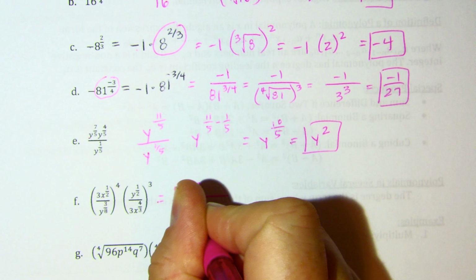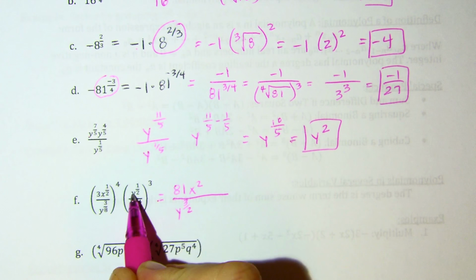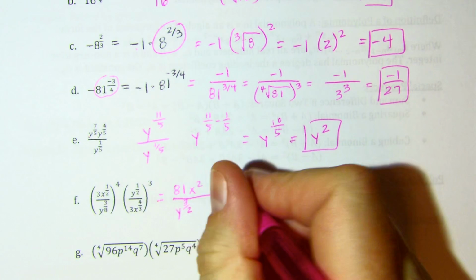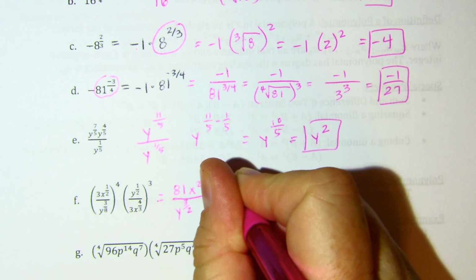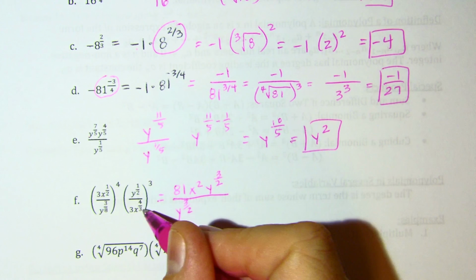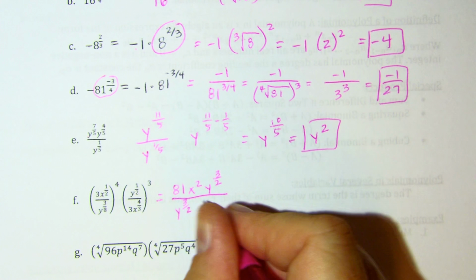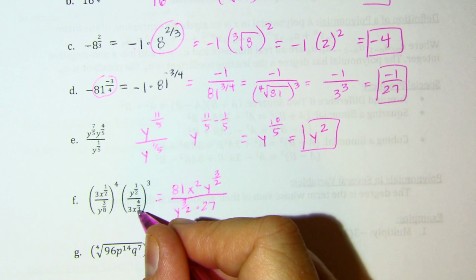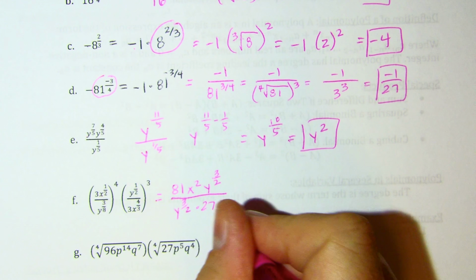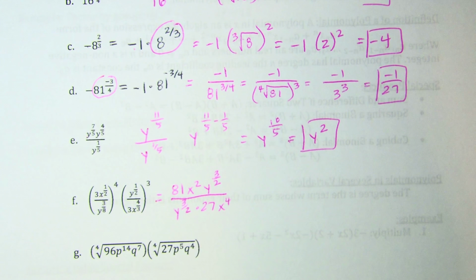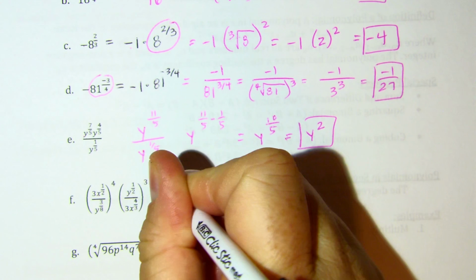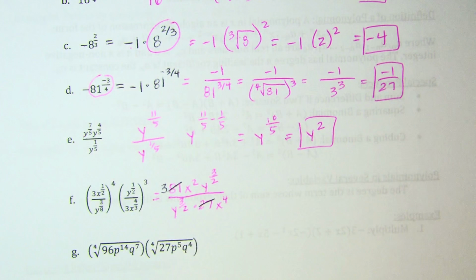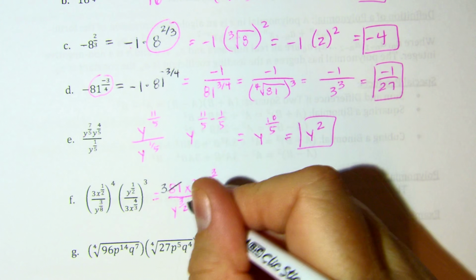And then here I have y to the 1/2, which becomes y to the 3/2. And then here I have 3 cubed, which is 27. And x to the 4/3 to the 3rd power just becomes x to the 4th. So there's some reducing I can do here. 81 divided by 27 is 3. And I have a y to the 3/2 and a y to the 3/2. Those cancel out.